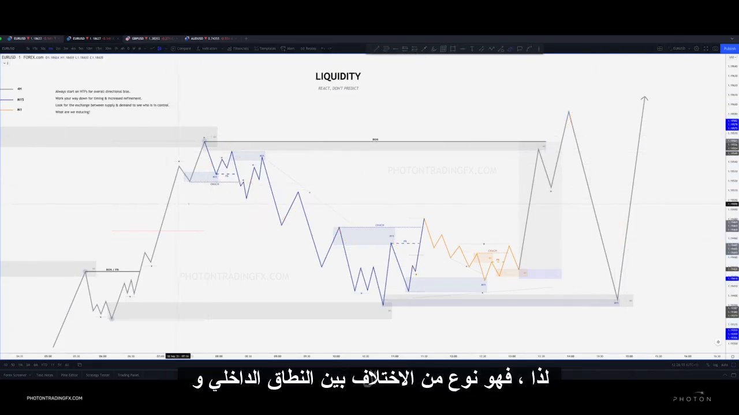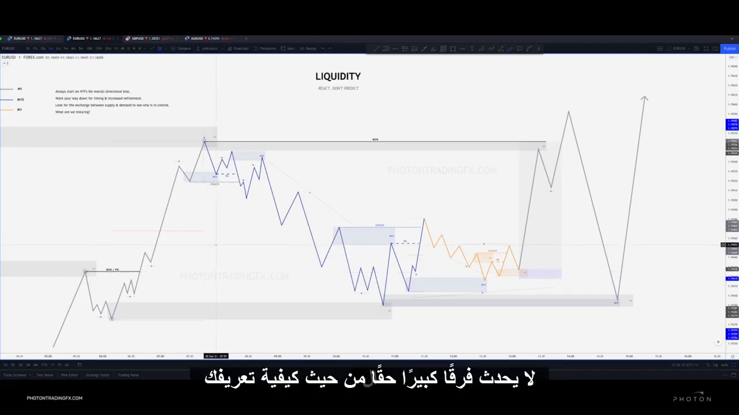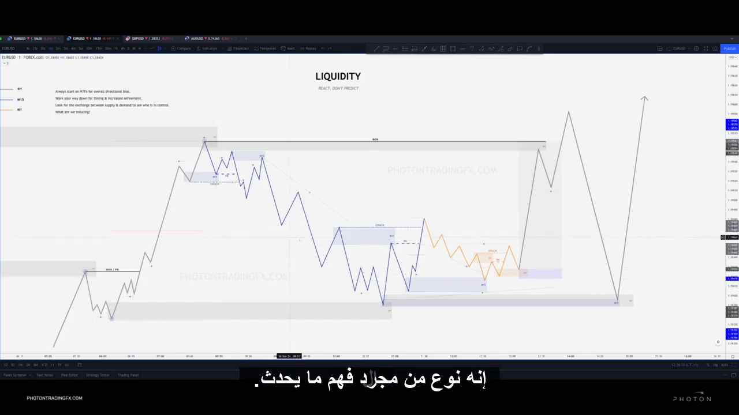So yeah, it's just the difference between internal range and external range liquidity. It doesn't really make a massive difference in terms of how you define it. It's just so you understand what's going on.